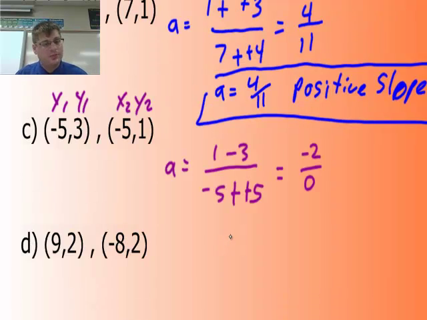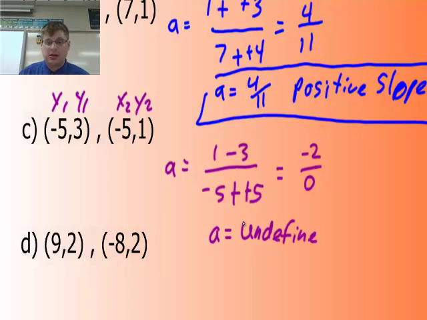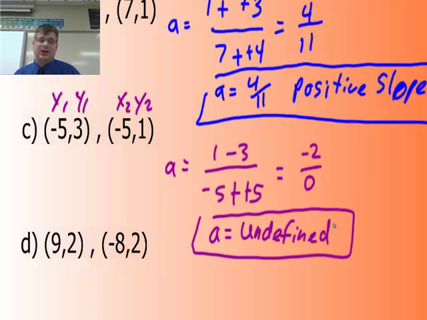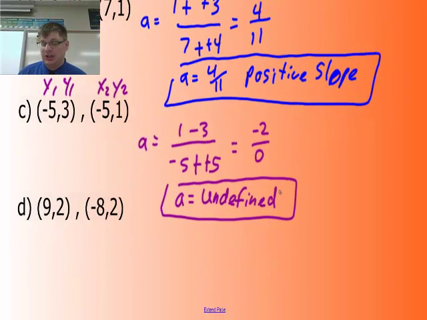And just like magic, there it is. So we have a is equal to -2 over 0. But perhaps you can recall you can't divide by 0. Do you know why that is? You need to ask me that in class if you don't. So what we'll say is a is undefined, or it has an undefined slope. It's not really equal to anything that is a number per se.